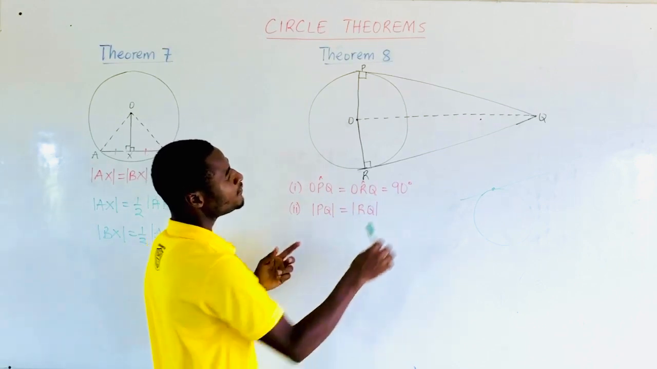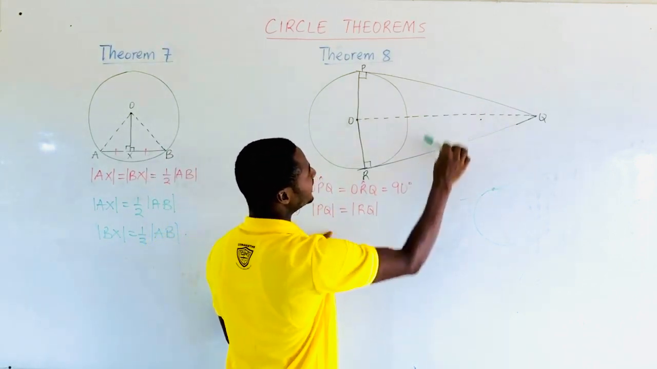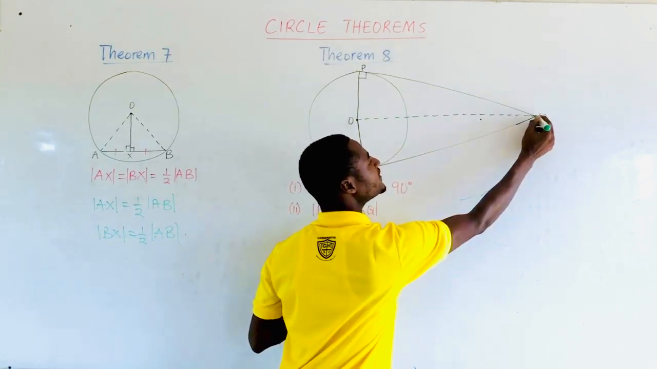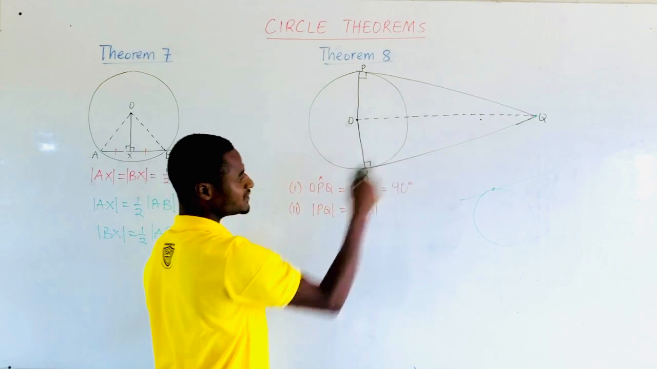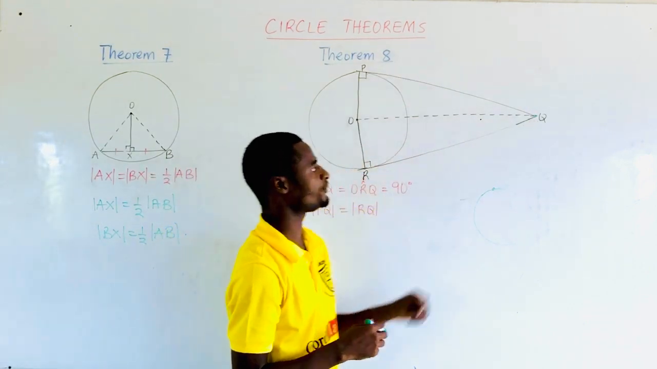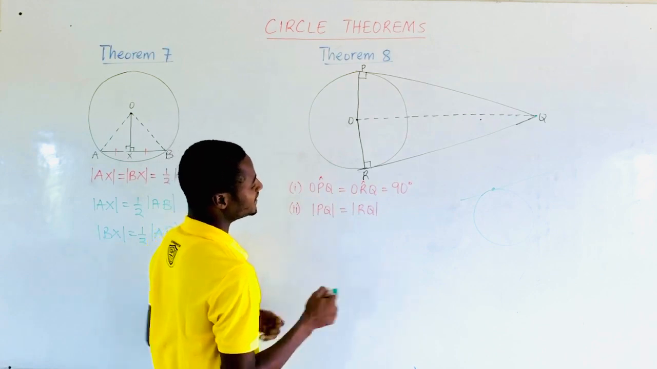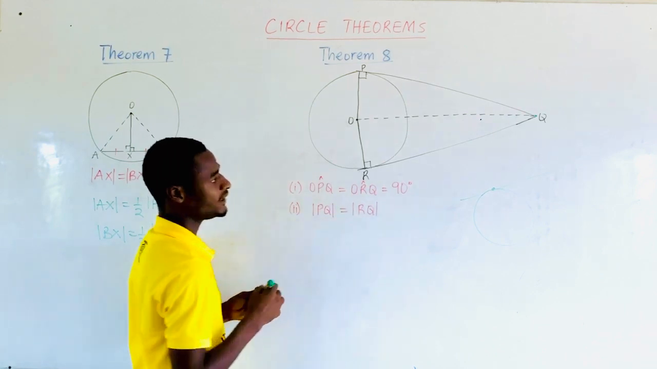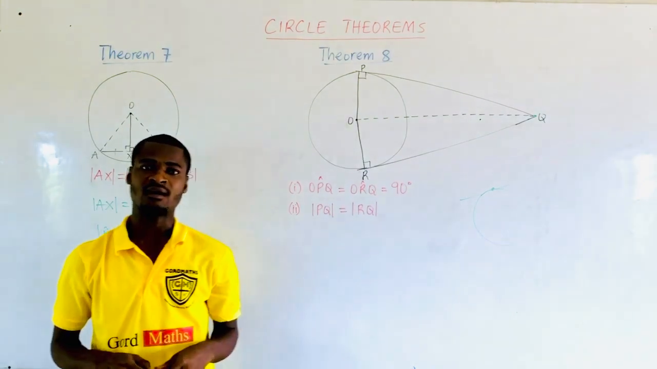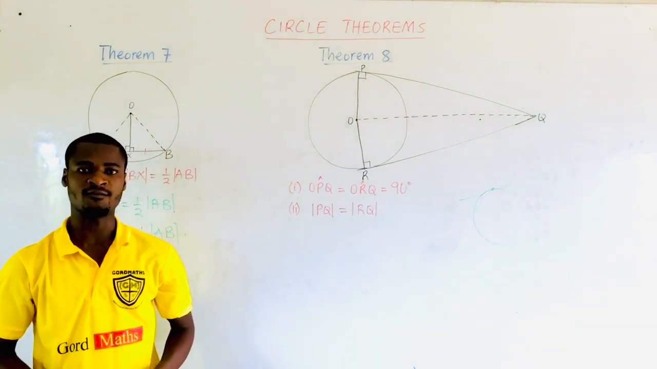Then, when we have two different tangents to a circle drawn from the same point outside the circle, as in this case where the two tangents are drawn from the point Q, then those two tangents are equal in length. We will take further examples on all the properties of a circle.